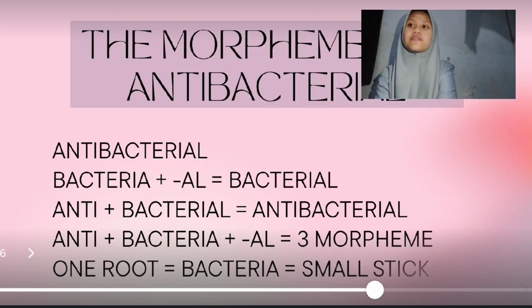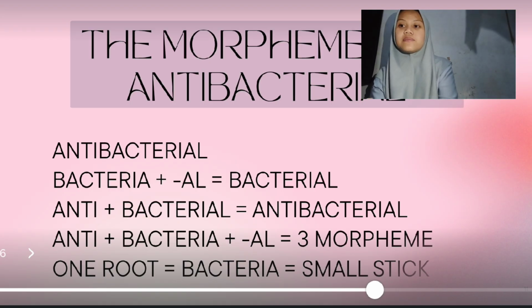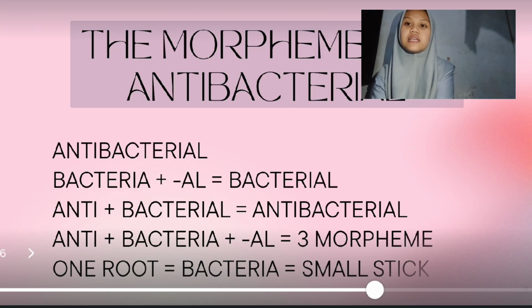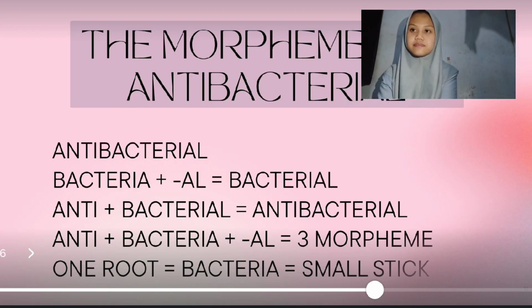I will show you the morphemes of antibacterial. It is antibacterial, from bacteria plus al become bacterial, and then anti plus bacterial become antibacterial. There are three morphemes: anti, the first morpheme, the second morpheme is bacteria, and the third morpheme is al. The root of antibacterial is bacteria. The meaning of bacteria is small stick.